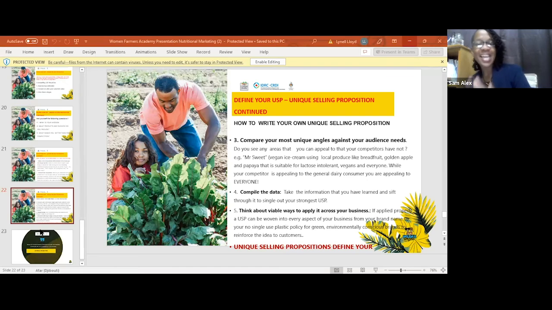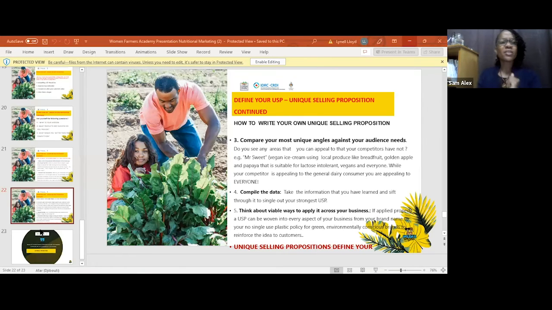So this is a clear example of using a unique angle. And although you are selling a product which is not new, ice cream has been around for eons, the way the brand is positioned, it is very unique, very creative, and very innovative, very different. So this is what you do.